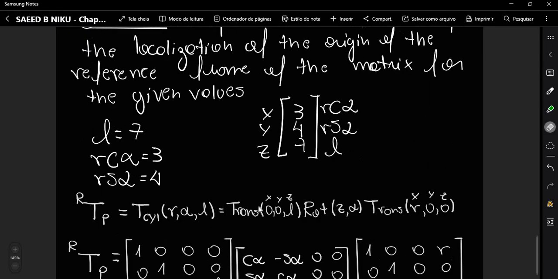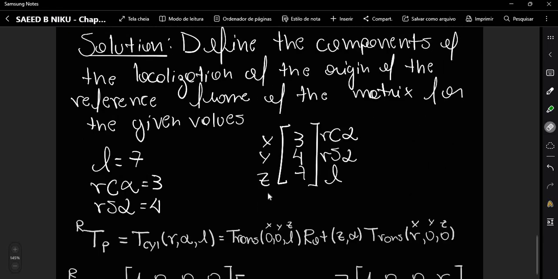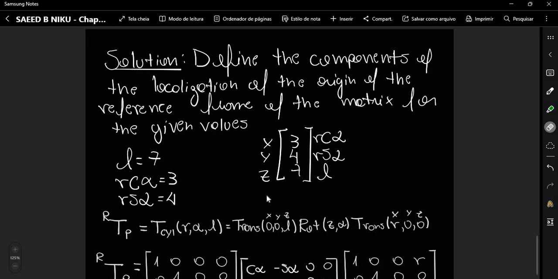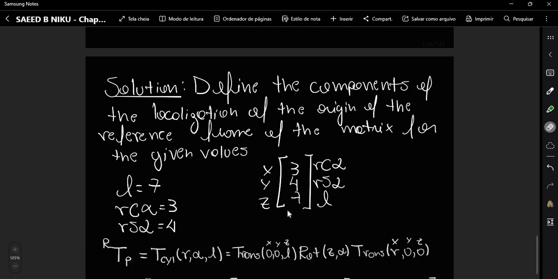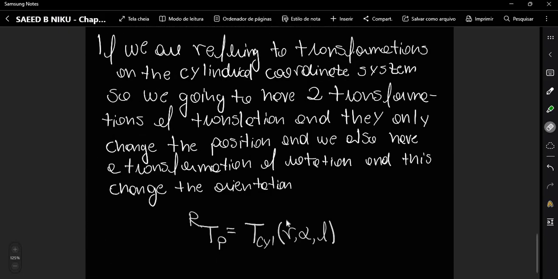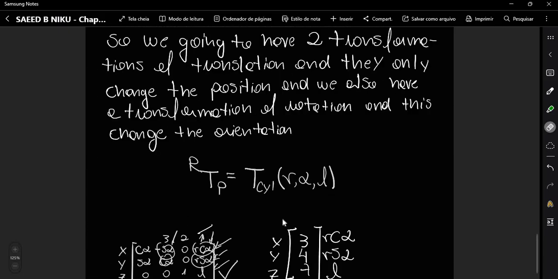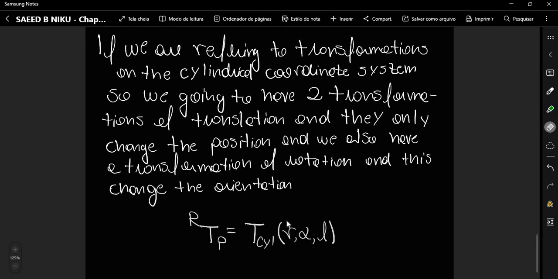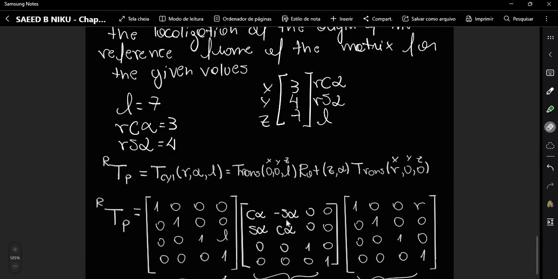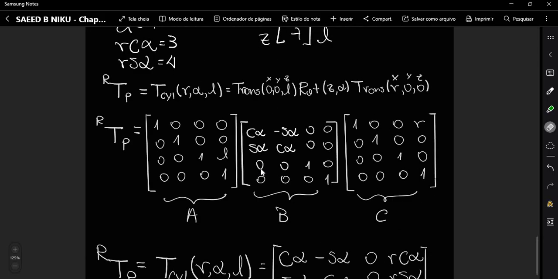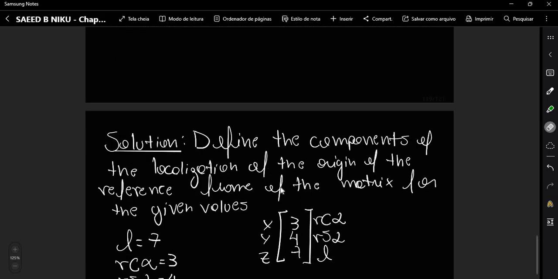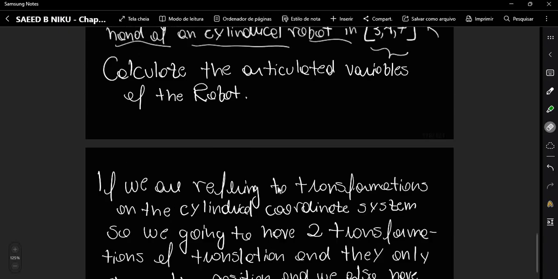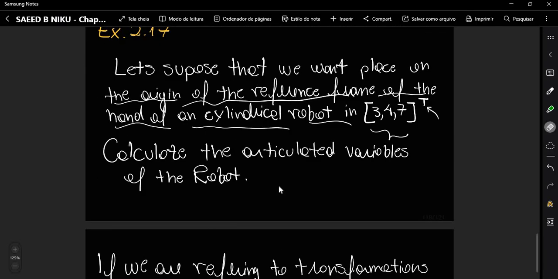Okay, right here we will do more analysis, more text interpretation as well. The question is, what is asked of us is: calculate the articulated variables of the robot.